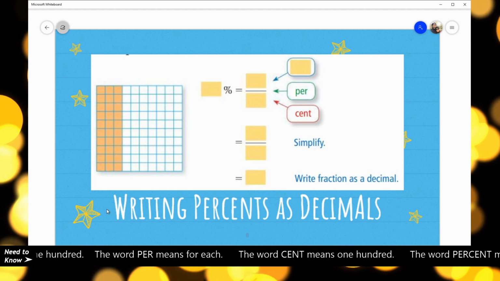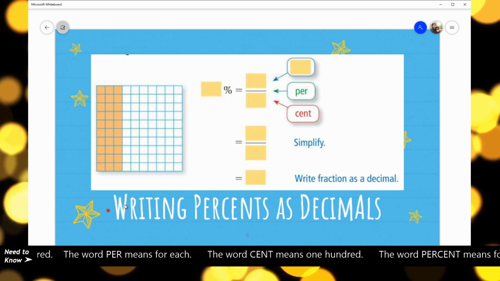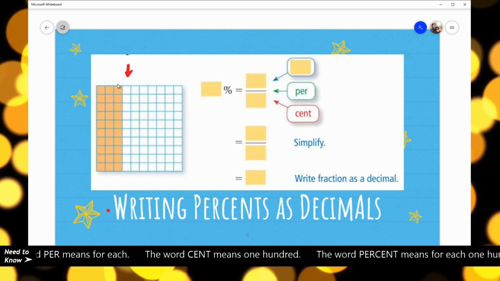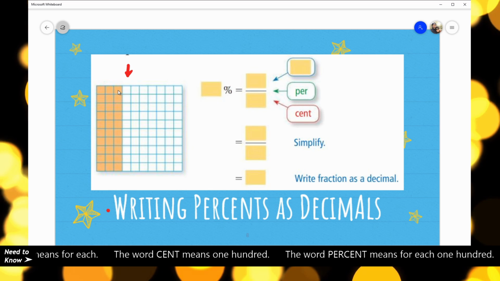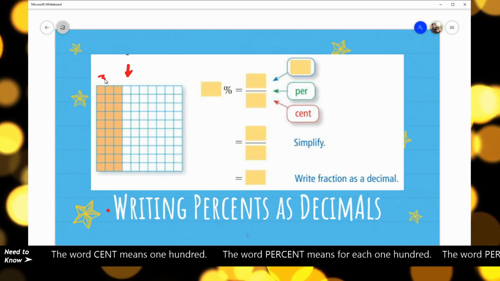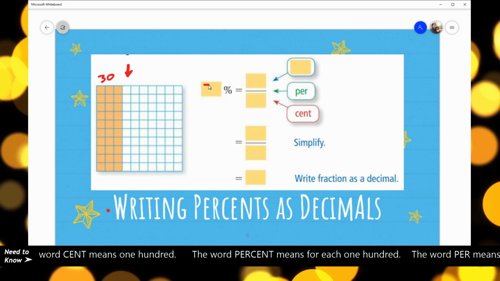as a decimal. So writing percents as decimals. So this is what we're going to do. We're going to start with a model, and you're going to count how many pieces there are. So I've got 3 columns here, and each one of these columns has 10 pieces. So this is 30. So this is 30%.